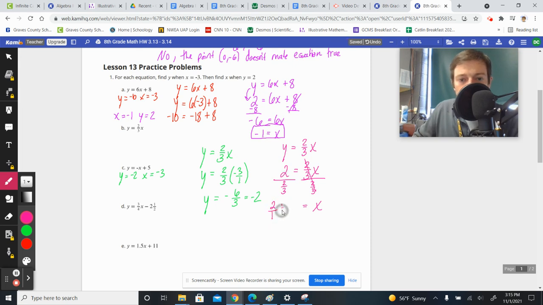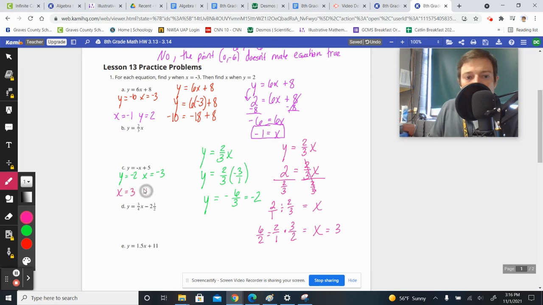So to get our answer, we're essentially going to do 2/1 divided by 2/3, which if you keep, change, and flip, you would find out what x is. So 2 times 3 is 6, and 1 times 2 is 2. You would get 6/2, which gives us x equals 3. So x will equal 3 when y is equal to 2.